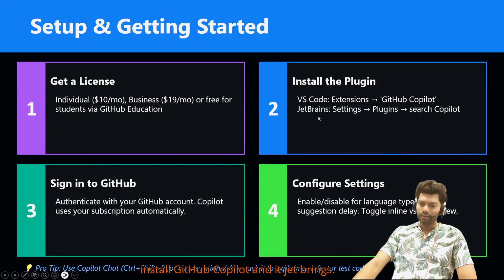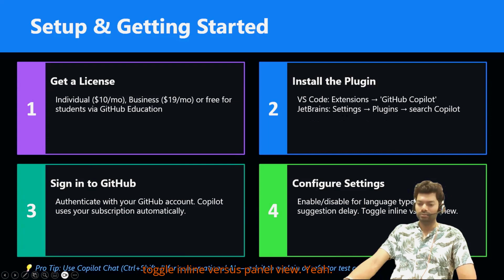And in JetBrains, go to settings, plugins, and search for Copilot. Then you need to authenticate using your GitHub account, so ensure you have a GitHub account. And then you configure settings: enable or disable for language types, adjust suggestion delay, toggle inline versus panel view.